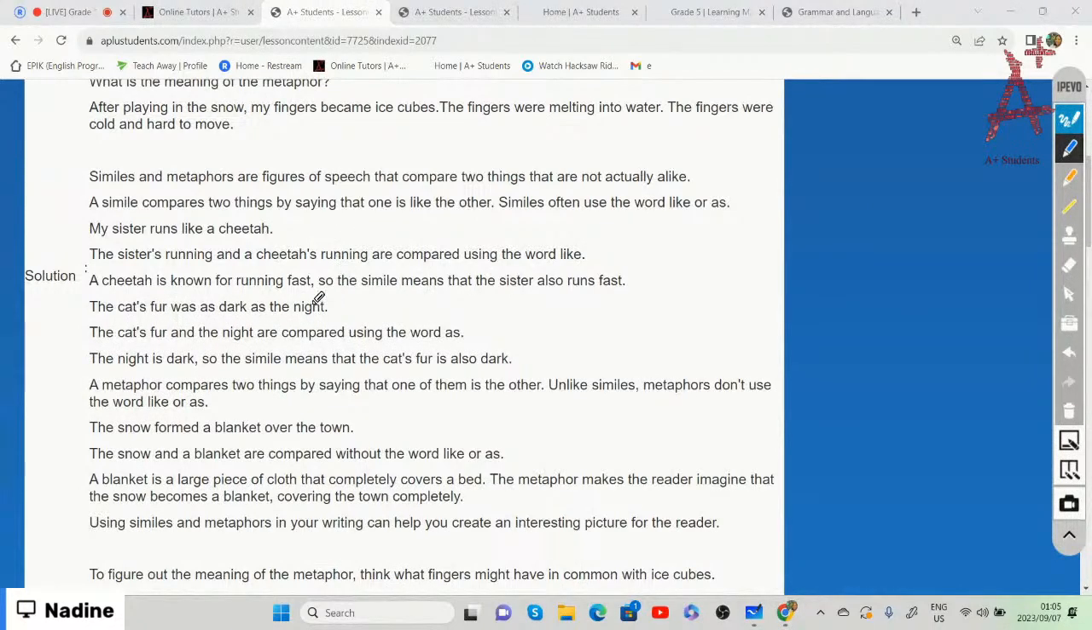All right, so similes and metaphors are figures of speech. So similes as well as metaphors are figures of speech. And these figures of speech compare two things that are not actually alike.